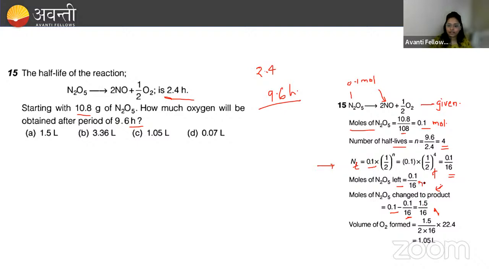ओके, इतना अगर रिमेनिंग था तो कितना प्रोडक्ट में फॉर्म हुआ है? इतना प्रोडक्ट में फॉर्म हुआ है. दिस मच हैज बीन फॉर्म एज अ प्रोडक्ट. ठीक है, सो 1.5 by 16 इतना प्रोडक्ट फॉर्म हुआ है. ठीक है, तो वो प्रोडक्ट में क्या है, ऑक्सीजन भी प्रेजेंट है, लेकिन हाफ प्रेजेंट है.